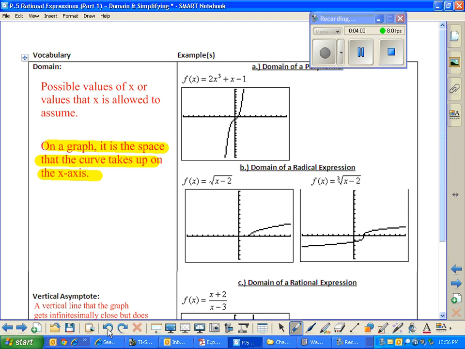The mission in that assignment is to calculate the domain. Today, like I said, I'm going to show you how to calculate the domain of a function just by looking at its graph. That's what we're doing today. I'm going to start with an easy one. I'm going to start right in the middle of this chart here, underneath domain of a radical expression.